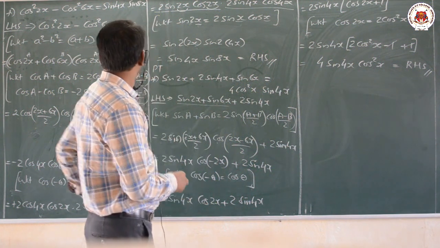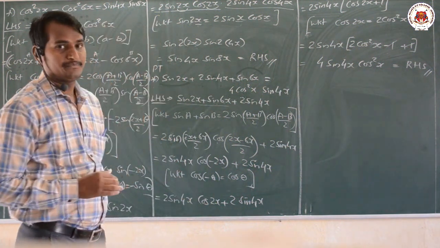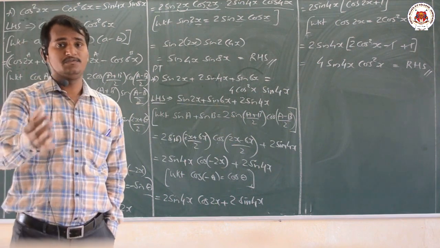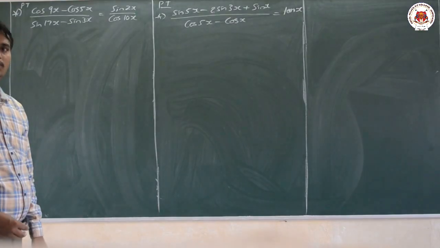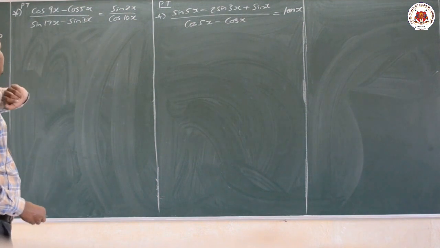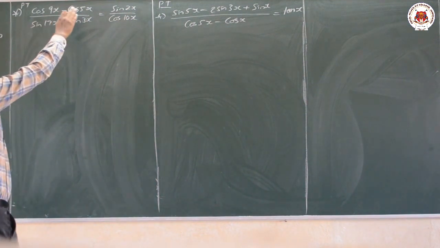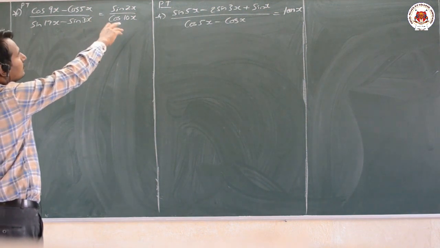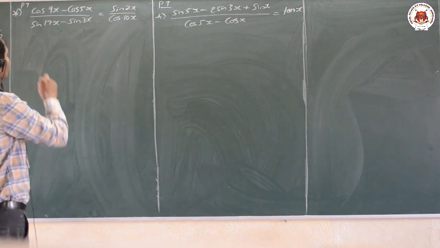Okay, dear students, that is all, nothing but the problem. Now, before going to the next video, please pause the video to note it down. Now let us move on to the next example here. Cos 9x minus cos 5x divided by sin 17x minus sin 3x equal to sin 2x divided by cos 10x.